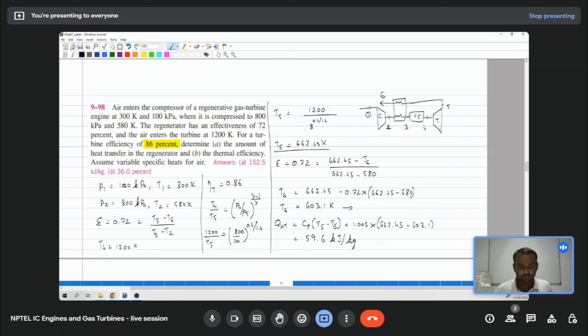The actual answers are different because I didn't use the turbine efficiency of 86%, and also I didn't use the variable specific heat. So this is something you can try, and ask me in the next class if you have any problem with this.